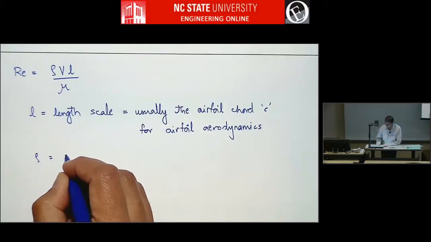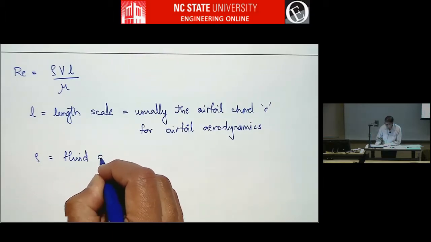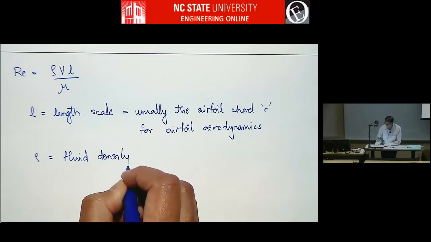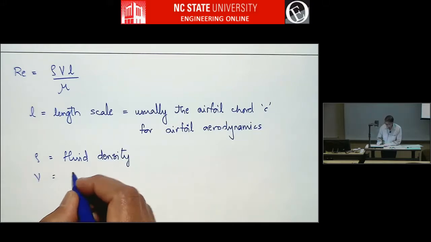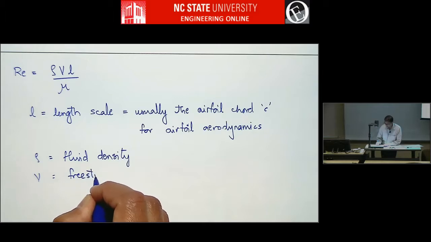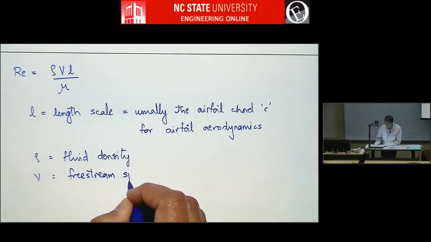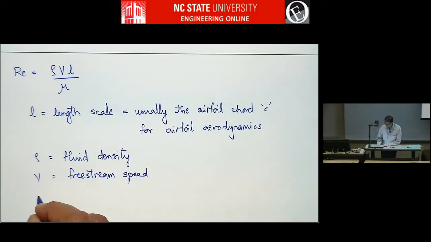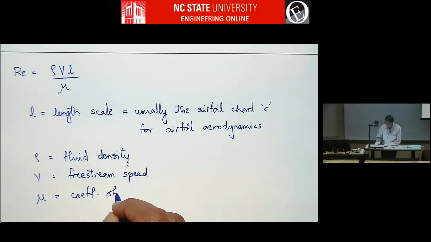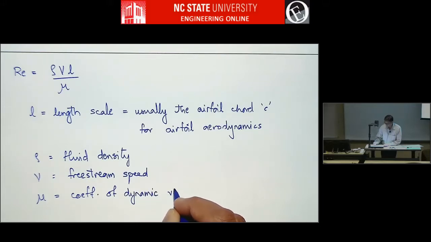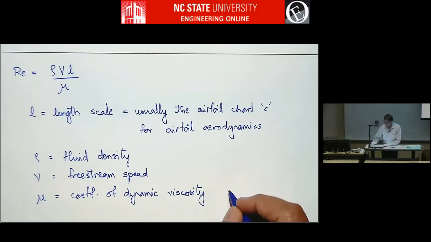Rho is fluid density. V is free stream speed. And mu is the coefficient of dynamic viscosity. And this is pronounced mu.